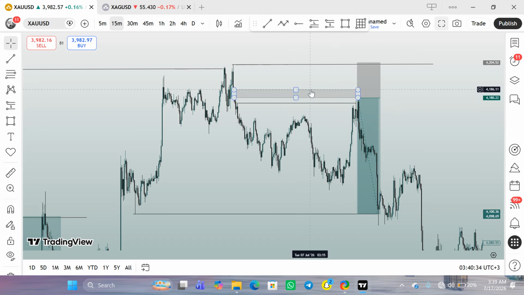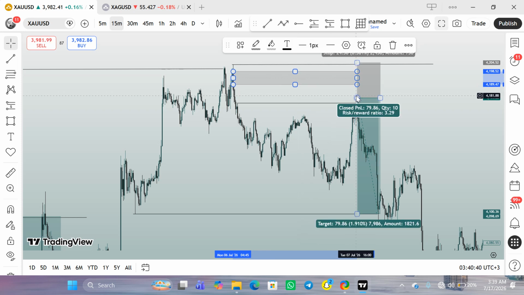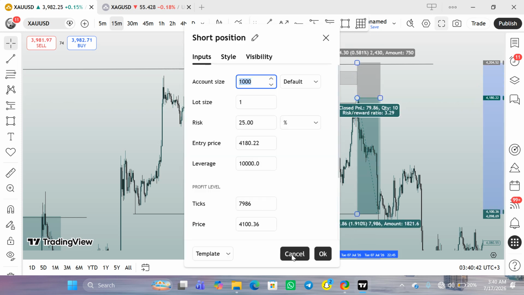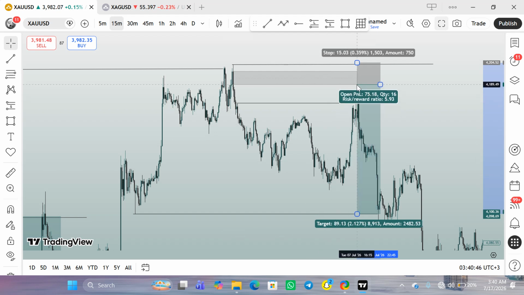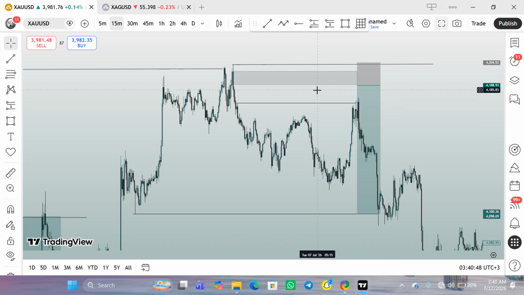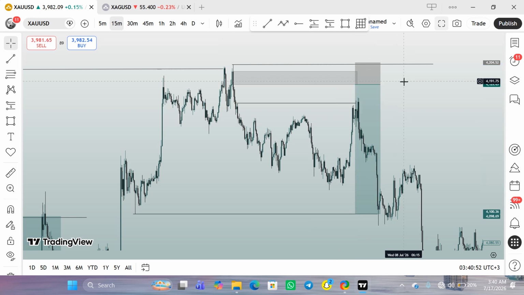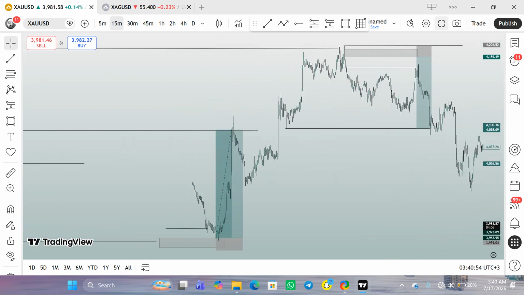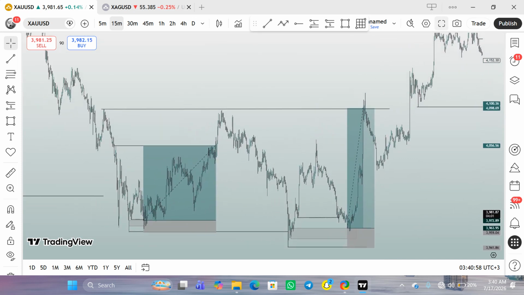But in another scenario, this would have been my entry. I actually missed this trade because I chose this entry for a better risk to reward. And that's what I told you earlier, guys. If the order block is far, you choose as soon as the liquidity gets taken out. Okay, and I missed this trade.